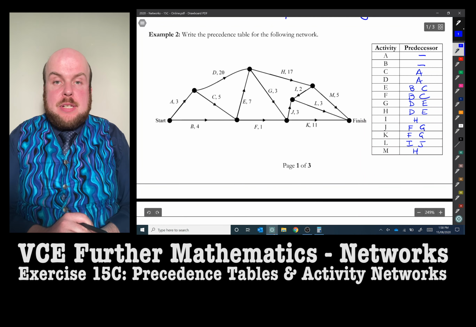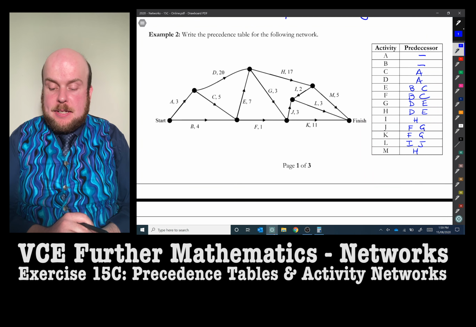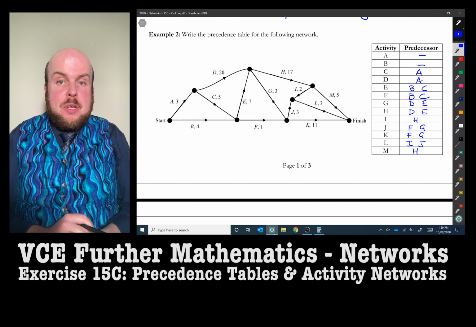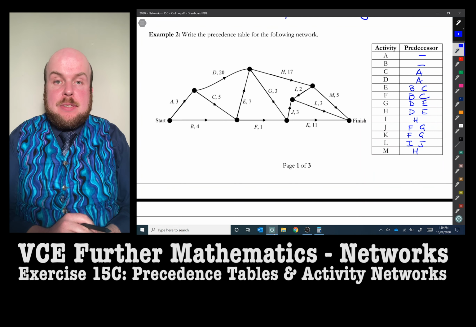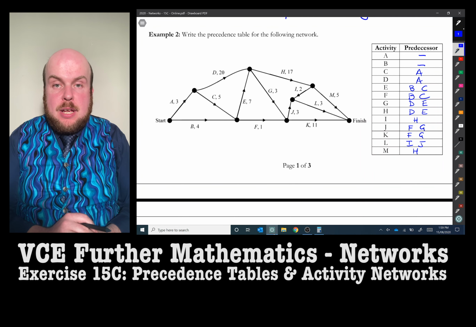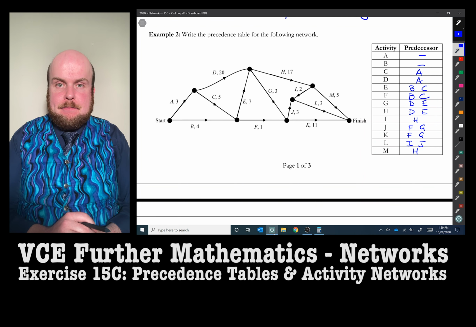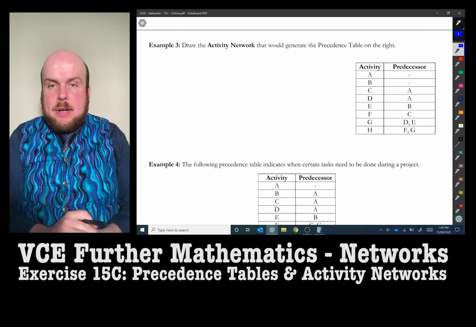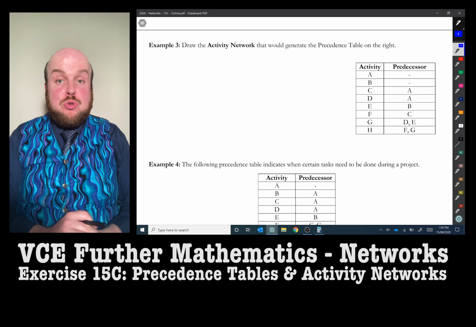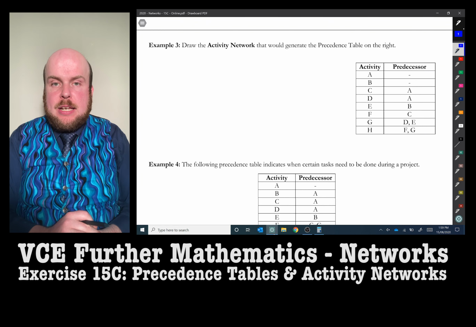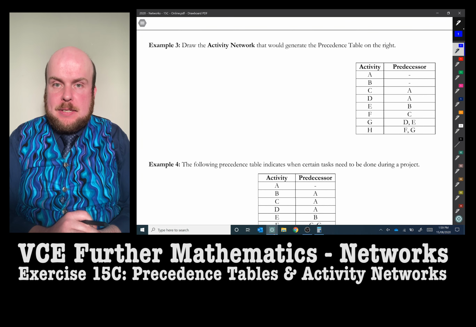So one of the skills you need to be able to do is to translate an activity network into a precedence table. Or usually what happens in an exam is that you may have one of those blanked out and you'll need to go and fill in what is missing. One of the other skills you need to be able to do is to draw a possible activity network or identify an activity network based on its precedence table.